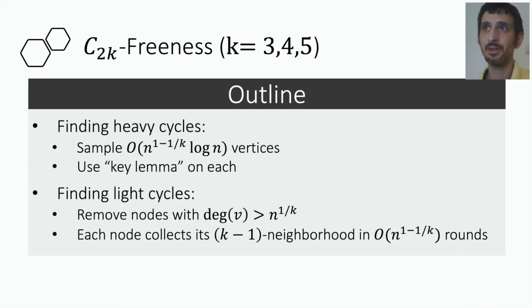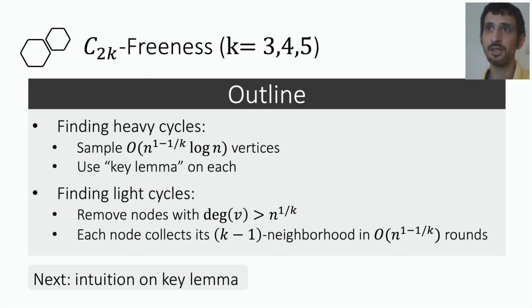We sample n to the 1 minus 1 over k times log n nodes, which is sufficient for sampling a neighbor of a heavy cycle if one exists, and run our procedure on each vertex of S. If we found a 2k cycle, we terminate. Otherwise, we remove all nodes with degree larger than n to the 1 over k from the graph, and each node collects its k-1 neighborhood. This gives an algorithm with complexity n to the 1 minus 1 over k.